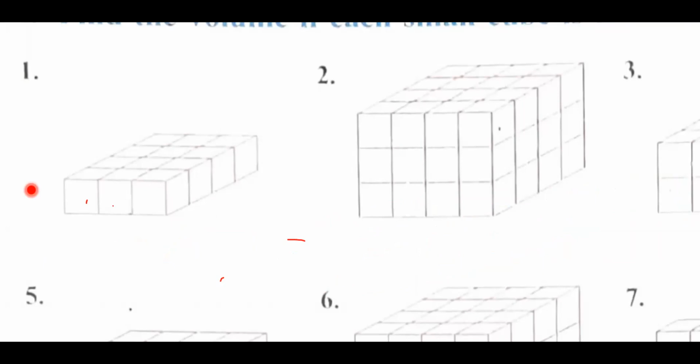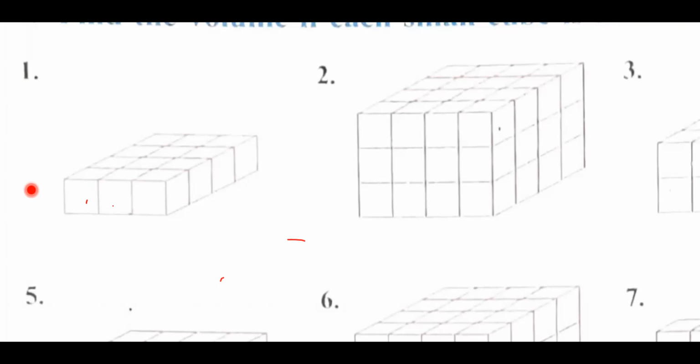That will be 3 centimeter, breadth is 4 centimeter, and height is 1 centimeter. So volume comes out to be 12 cubic centimeters. Length into breadth into height, that is 3 into 4 into 1, 12 centimeter cube. So the answer is 12 centimeter cube.